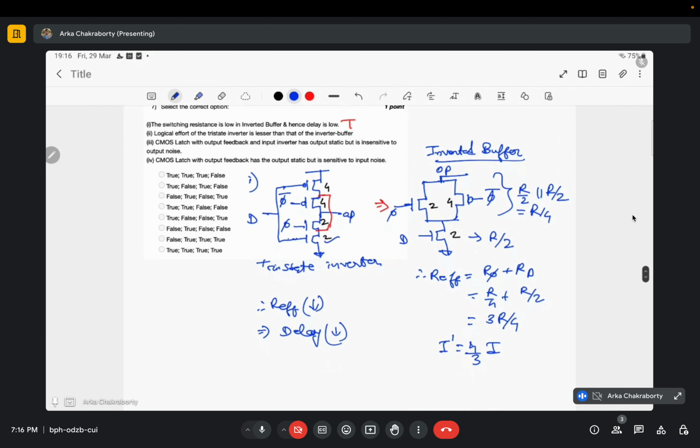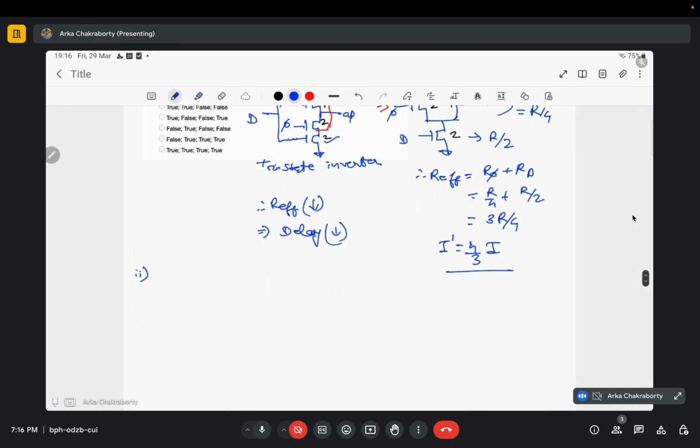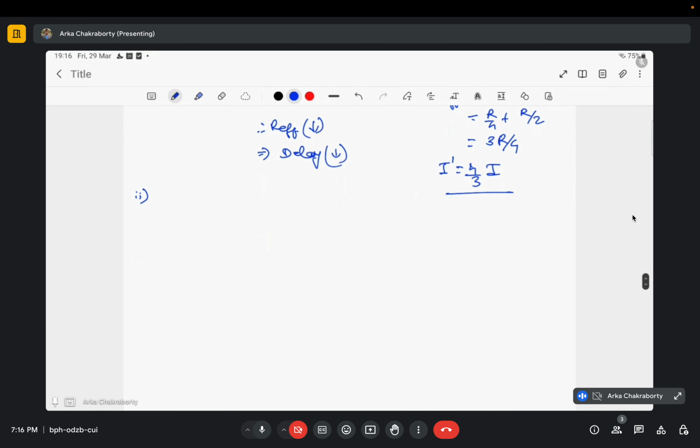On the next statement, what is the next statement? Logical effort of the tri-state inverter is lesser than that of inverter buffer. Okay. Here I found that the current of inverter buffer is 4 by 3 times of I. So I have to first draw the benchmark inverter here, because here the current is not same. So here, as current is 4 by 3 of my benchmark inverter, it would look something like this. Current is 4 by 3, right? Sizing would be 4 by 3 and 8 by 3.